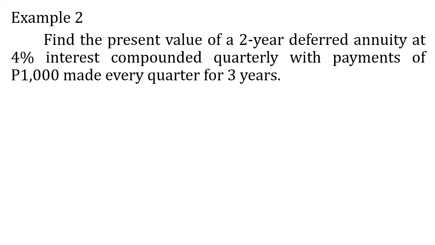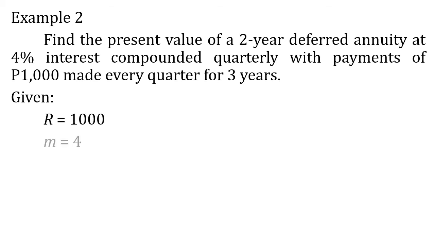Another example. Find the present value of a 2-year deferred annuity at 4% interest compounded quarterly with payments of 1,000 pesos made every quarter for 3 years. So this is an easier problem because it is obvious what is the period of deferral. It is already stated, which is 2 years. So this the given first.